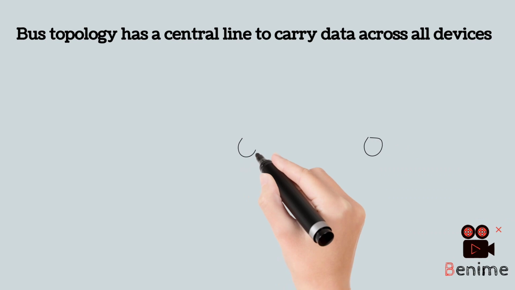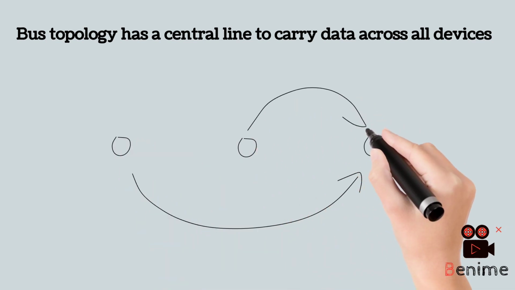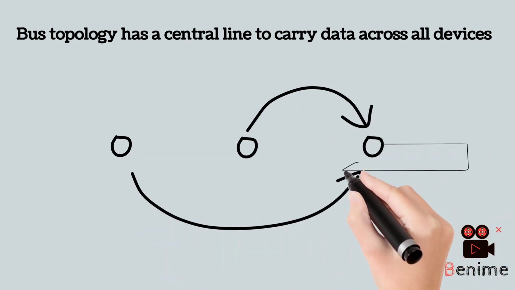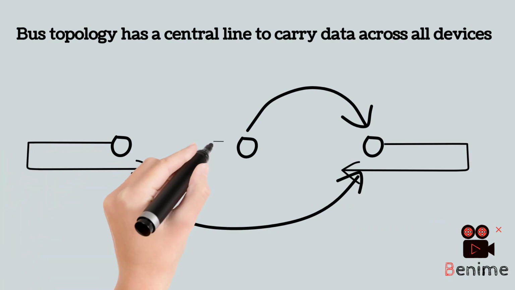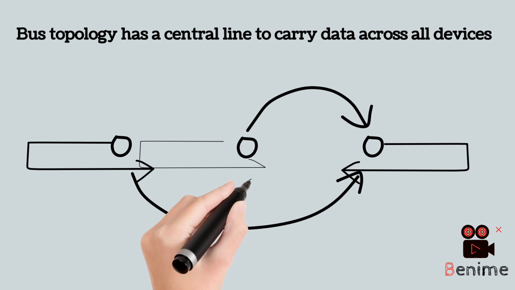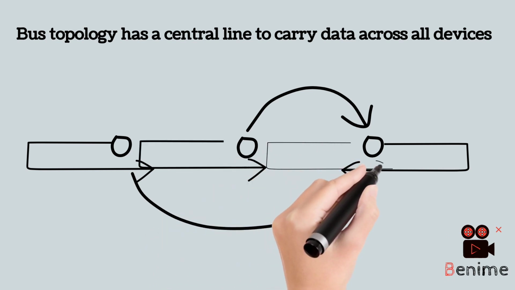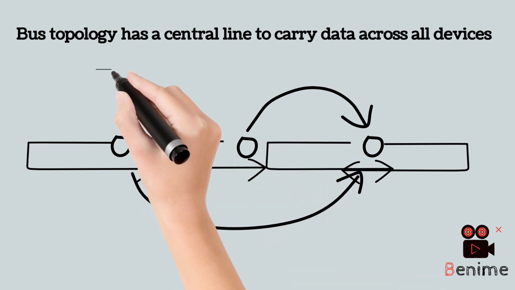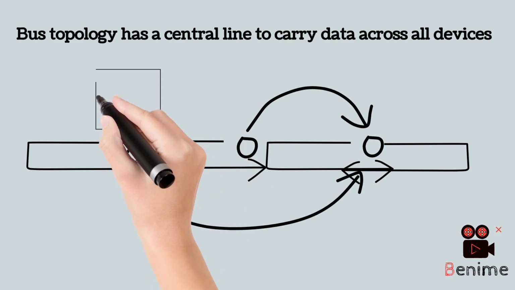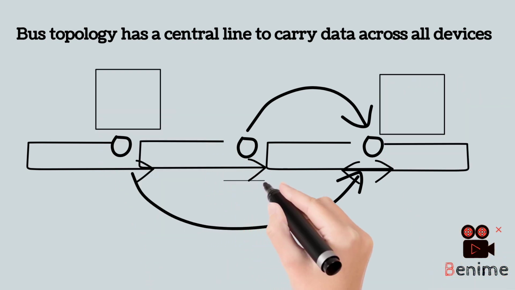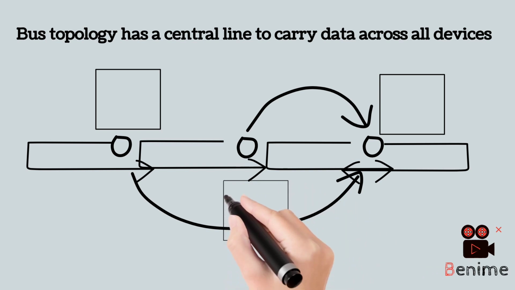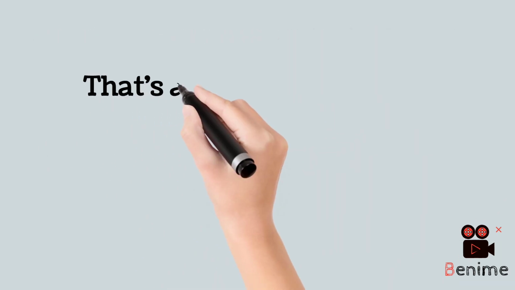Finally, we have a bus topology. It makes use of a central line to carry data across all the devices. So this central line is capable of carrying data in both directions. All the devices are going to be connected across this bus, and data is going to be forwarded from one node to another node through this common bus. This bus provides a common channel for communication.